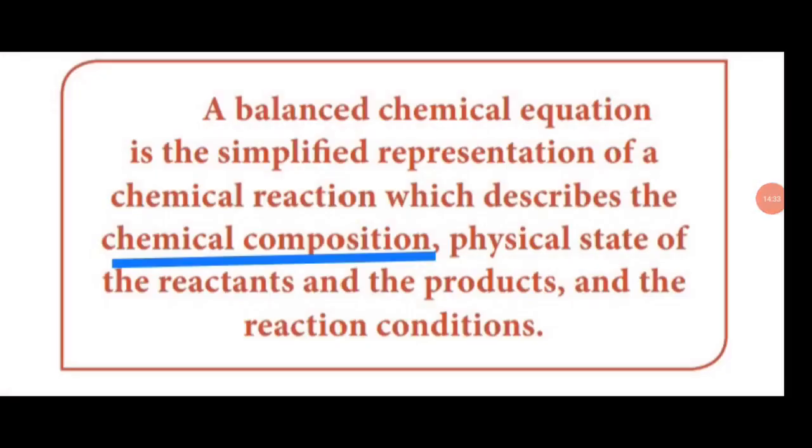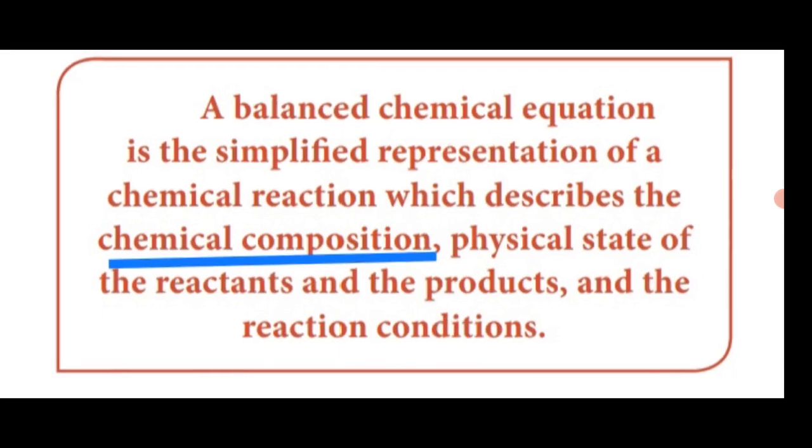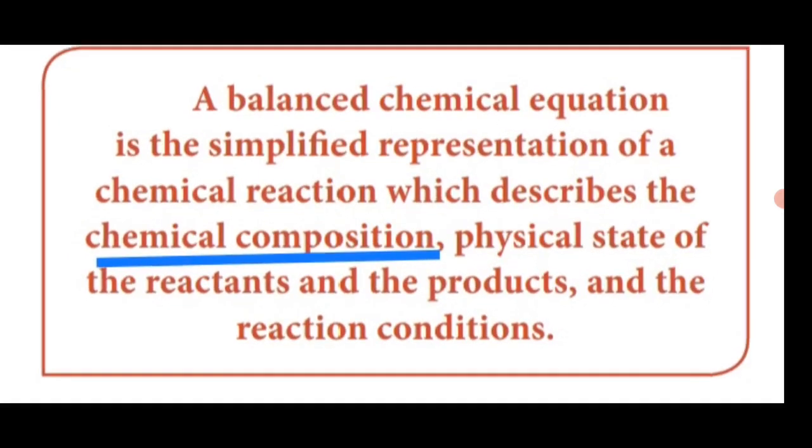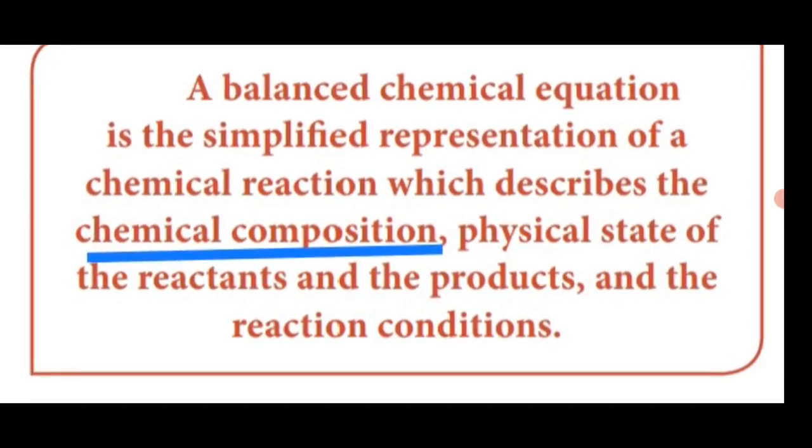Let's see the definition of a balanced chemical equation. What is a balanced chemical equation? A balanced chemical equation is the simplified representation of a chemical reaction which describes the chemical composition, physical state of the reactants and products, and reaction condition. These are represented by a simplified chemical equation. This equation is called a balanced chemical equation. Every balanced chemical equation provides three important pieces of information. One is chemical composition, second is physical state of the reactants and products, third is reaction conditions.